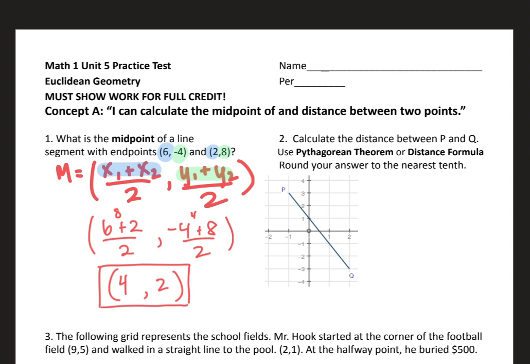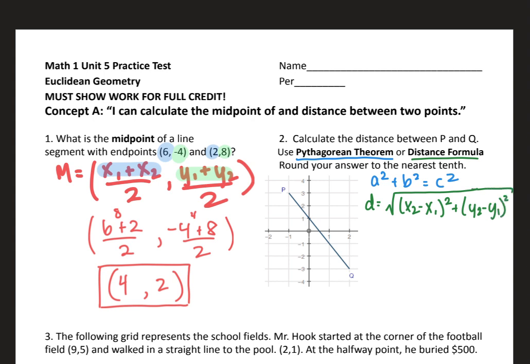B says calculate the distance between P and Q, use Pythagorean theorem or distance formula. So if we're using Pythagorean theorem, we need a right triangle, and that's going to be a squared plus b squared is equal to c squared. Or you can use distance formula. The distance formula is the square root of (x2 minus x1) squared plus (y2 minus y1) squared.